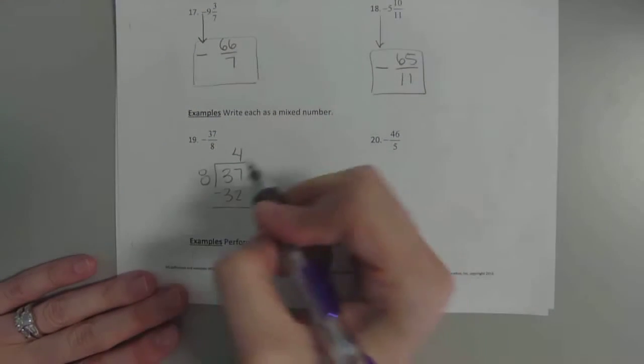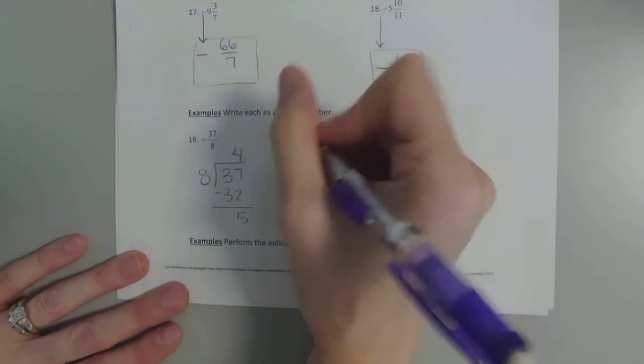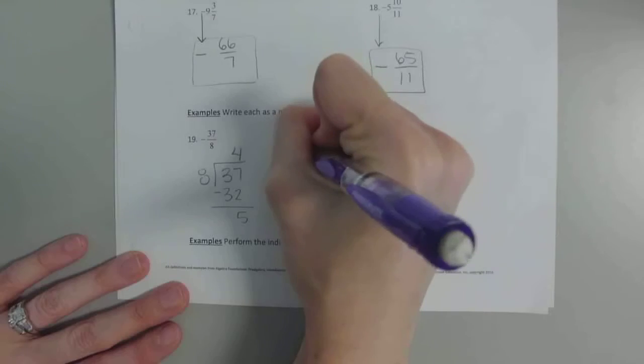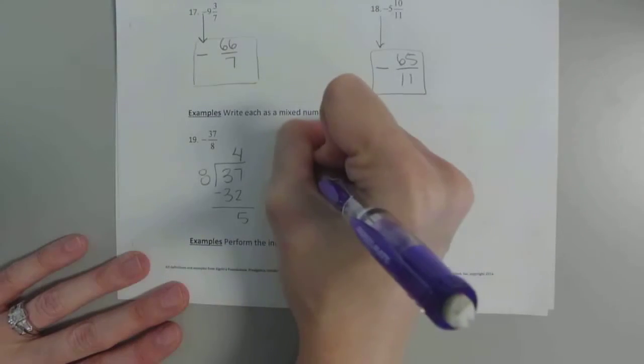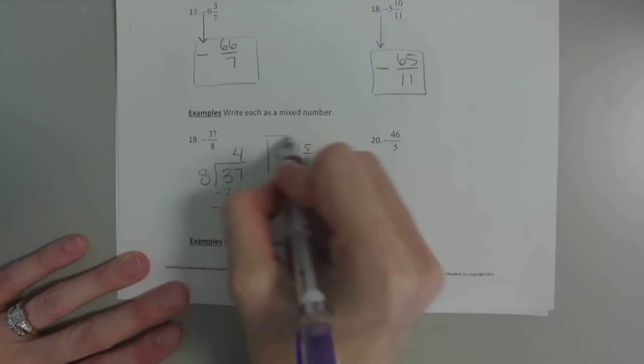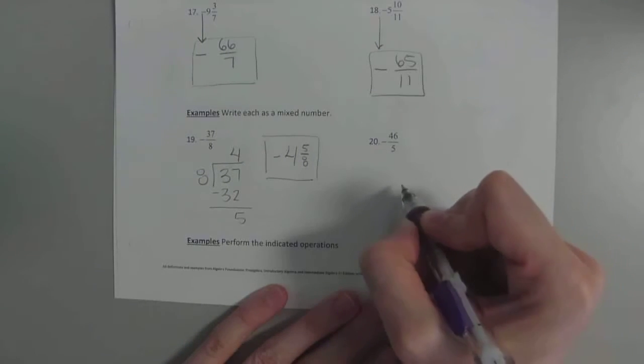So when you do your subtraction part, what's 37 take away 32? 5. So your answer is the whole number, 4. And then the remainder is your numerator, 5. And what was our denominator the whole time? 8. And then what can't we forget to put in front? The negative. So just don't worry about that negative until the very end, okay? Or in my math lab, type the negative right now and then go do the math and put it in behind it, okay? We're going to do the same thing here.